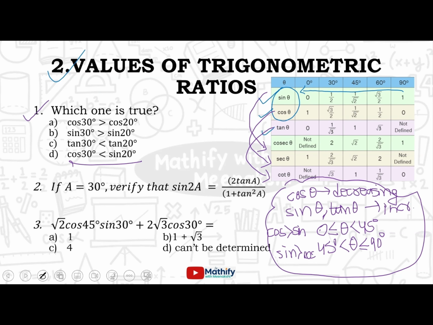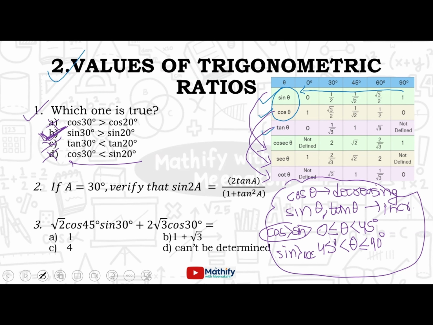Now let's compare. As I told you, cos 30 and cos 20, which one is more? As you know, it's a decreasing function. For 20 it's more, so that is wrong. Sine 30, sine 20. Yes, it's correct because sine is an increasing function. When theta is more, it's more. For tan 30 and tan 20, you should know that tan 30 is more. So that is also wrong. And cos 30 and sine 20, as I told you, for less than 45, cos is more. So that is also wrong. So correct option is B option.